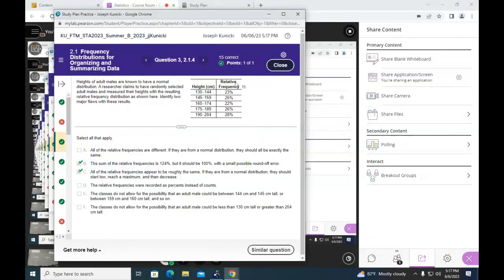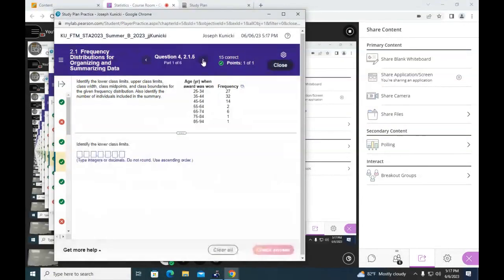Okay, next question, number five. Here they want us to identify the lower class limits, the upper class limits, the class width, the class midpoints, and the class boundaries. We already talked about the limits and the width. We'll add these two as we go. So they want the lower class limits. We have 1, 2, 3, 4, 5, 6, 7. There's 7 boxes. So it's 25, 35, 45, 55, etc.